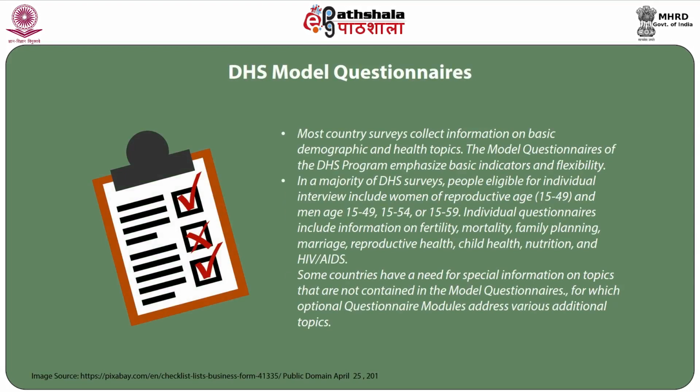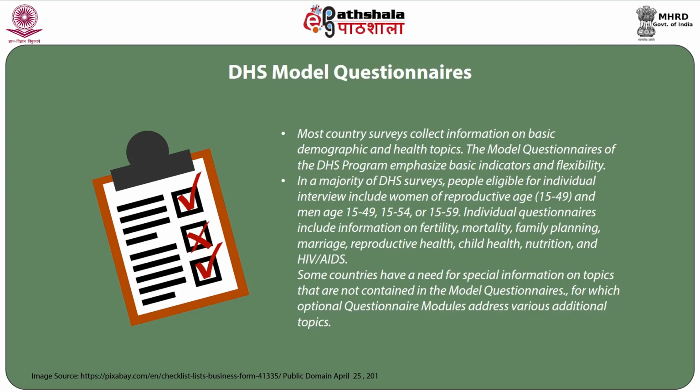DHS model questionnaires. Most country surveys collect information on basic demographic and health topics. The model questionnaires of the DHS program emphasize basic indicators and flexibility. In a majority of DHS surveys, people eligible for individual interview include women of reproductive age between 15 to 49 years and men in the age groups of 15 to 49 years, 15 to 54 years or 15 to 59 years.